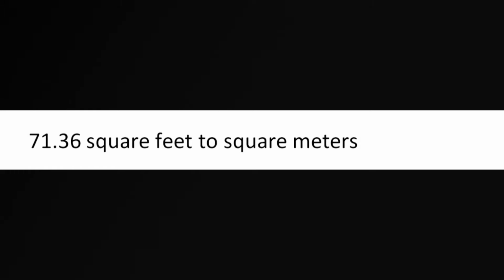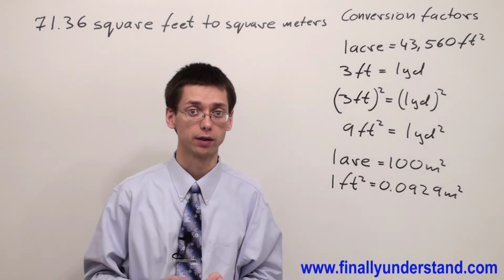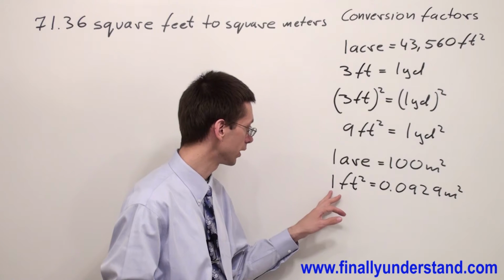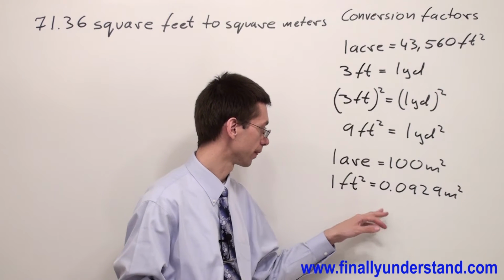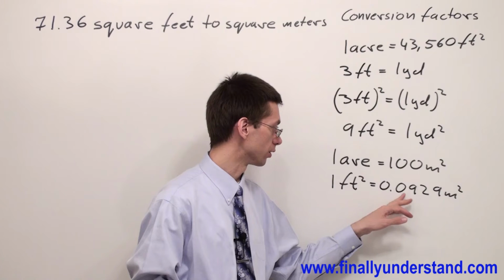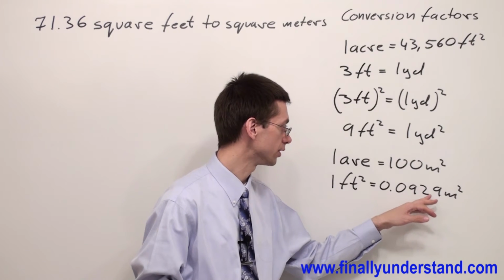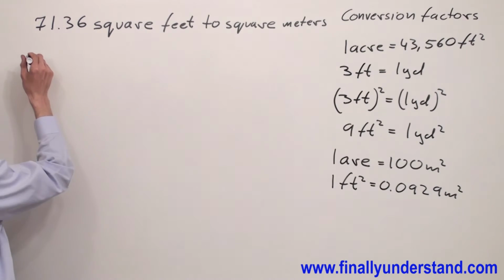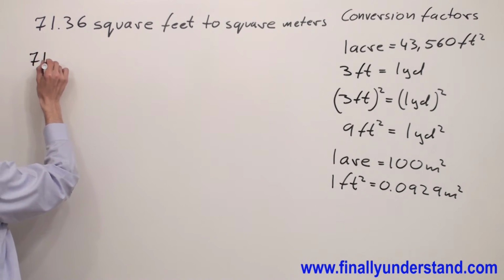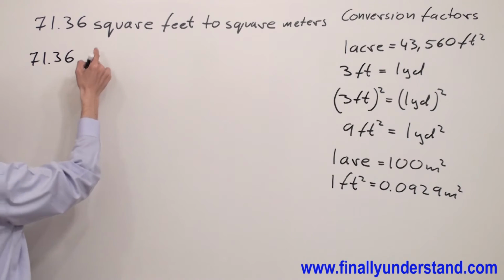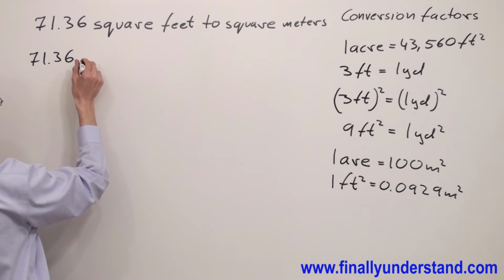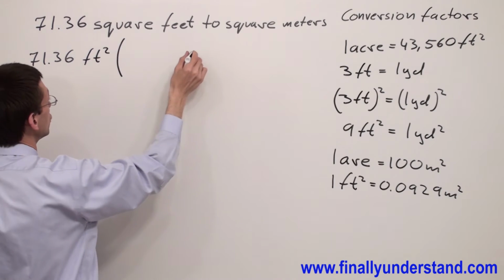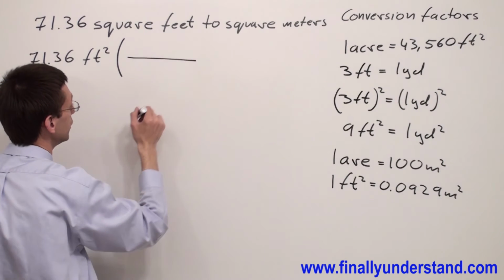71.36 square feet, we have to convert to square meters. We're supposed to use another conversion factor which says 1 square foot is equal to 0.0929 square meters. Rewrite this problem: 71.36 square feet. We have to convert this to square meters.